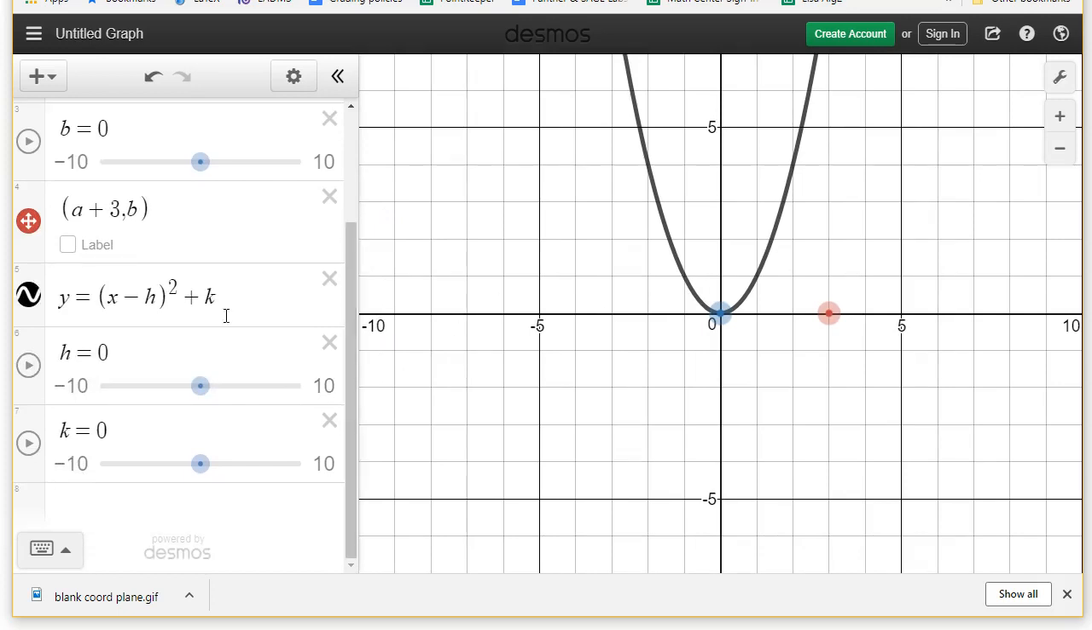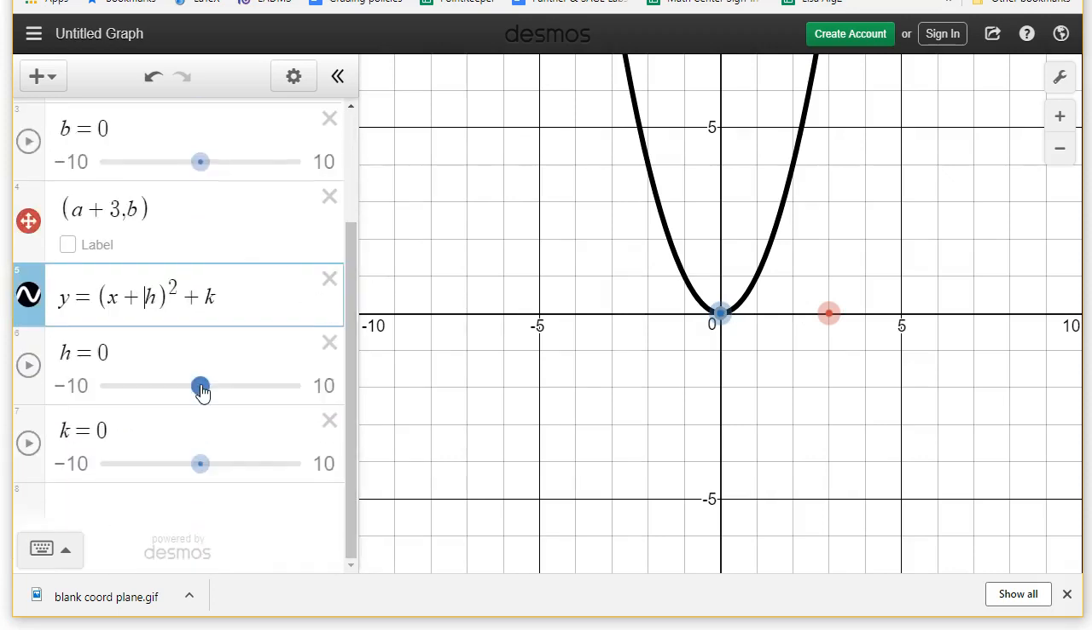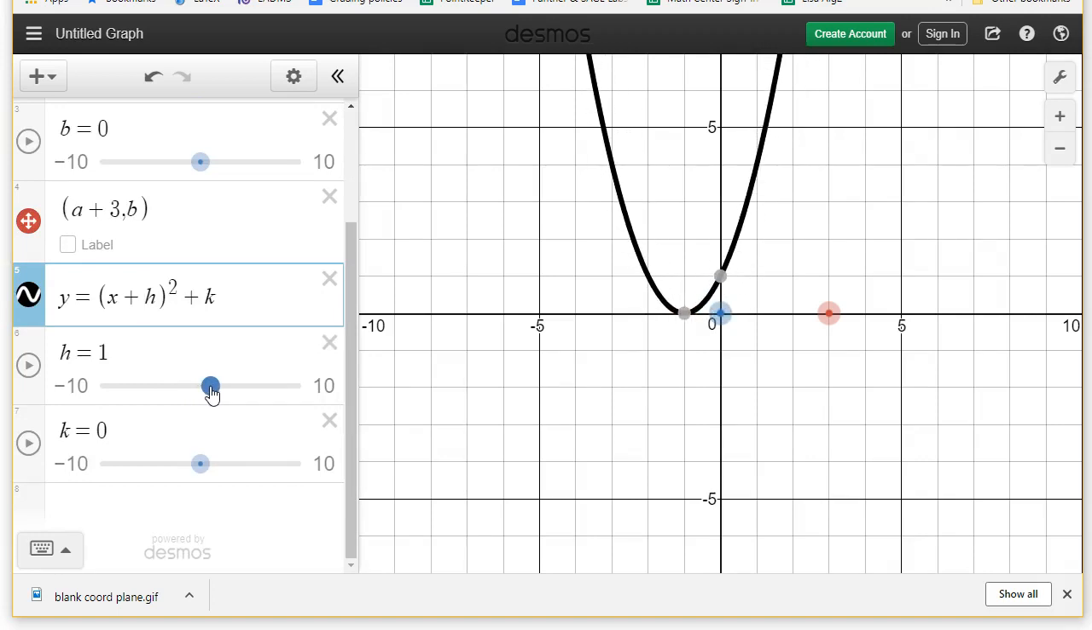So the question is, what happens if this h value gets bigger? Because over here, when we did a plus 3, our graph moved to the right. And in fact, just for fun, I'm going to change this to x plus h instead of x minus h. So we would expect that if I added some h value, like 1 or 2 or 3, this parabola would go to the right, if we understood our geometry very well. Well, let's see what happens. I'm going to go ahead and change h into a positive 1. And you'll notice that it's not going to the right.